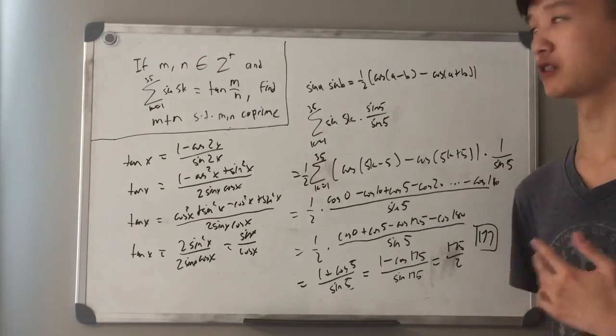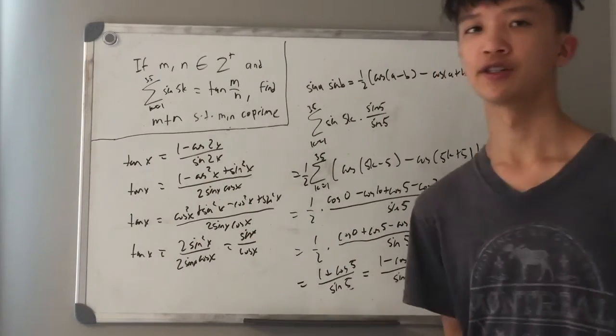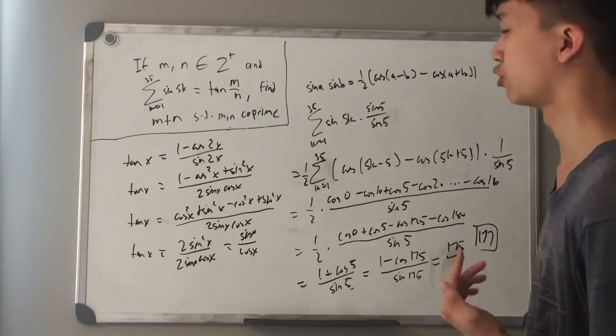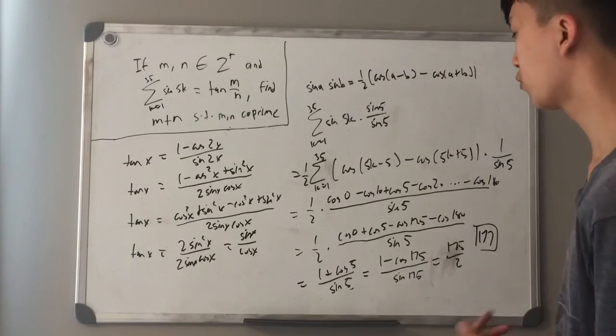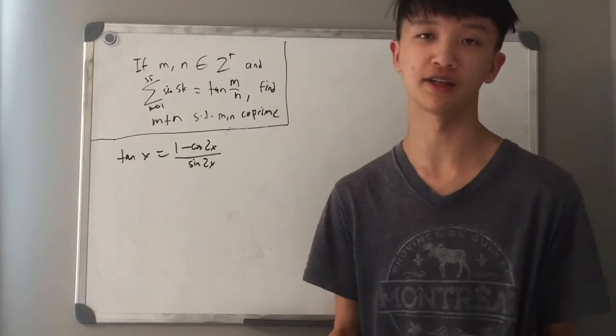Now, the problem I have with this solution is that this is not a really well-known identity, and neither is this. So if you don't know these two identities beforehand, then it would be very hard to solve this problem. So now I'm going to show you one more solution. This solution involves complex numbers and Euler's formula.